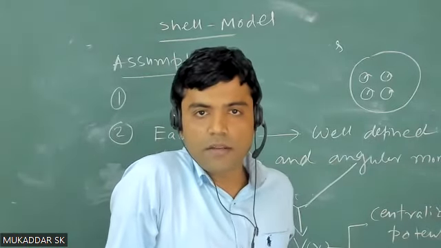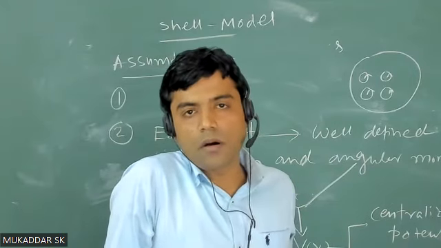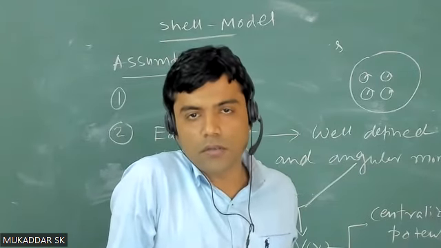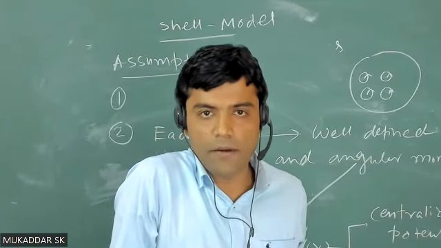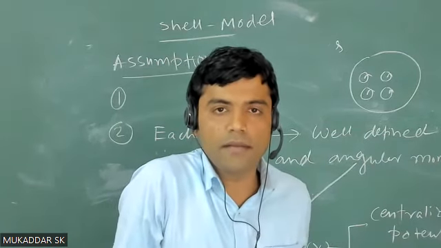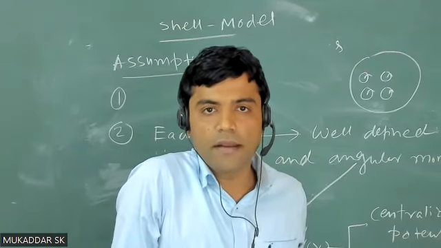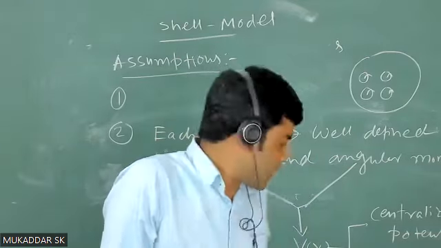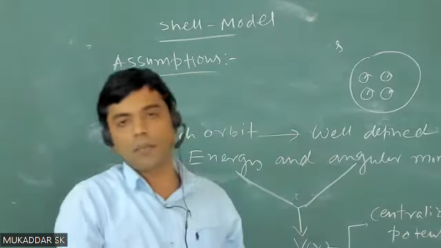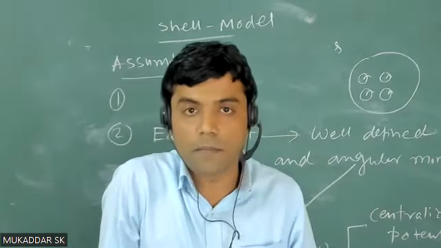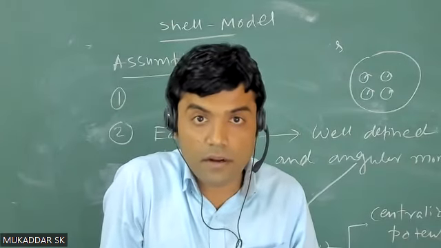Here is called centralized potential. So each nucleon is having orbital motion independent of the others, and that orbit has a well-defined energy and angular momentum that is characterized by V(r). And V(r) is called the central potential, or centralized potential.